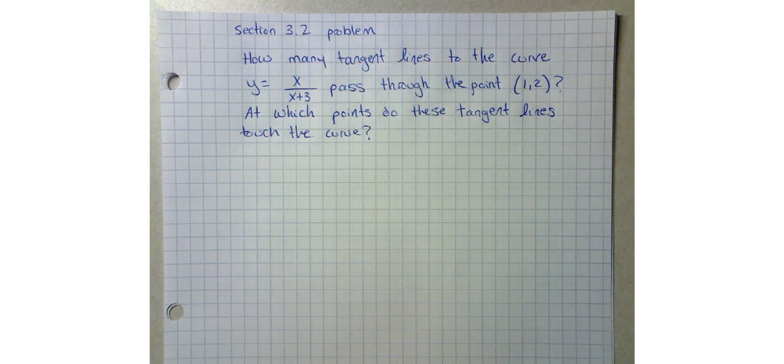So I made a short video here that explains how to do this problem that many of us were having problems with during SI today. So the problem reads, how many tangent lines to the curve y is equal to x over x plus 3 pass through the point 1, 2, and at which point do these tangent lines touch the curve?